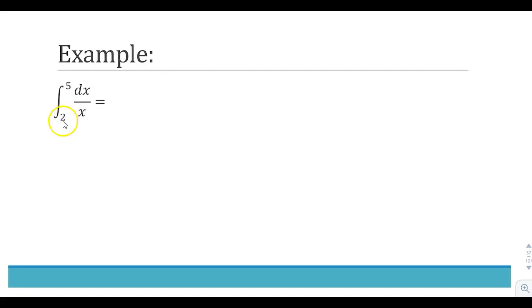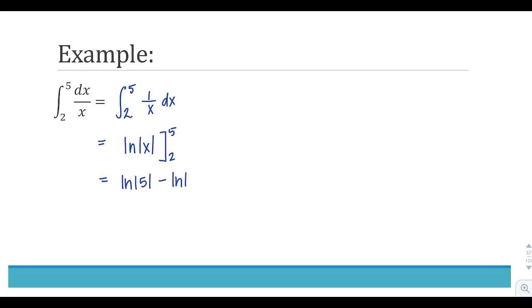Here I have the integral from 2 to 5 of dx over x, which, remember, is the same as the integral from 2 to 5 of 1 over x dx. So the antiderivative of 1 over x is natural log of the absolute value of x, evaluated from 2 to 5. So we go ahead and substitute in 5, so we have natural log of the absolute value of 5 minus natural log of the absolute value of 2.